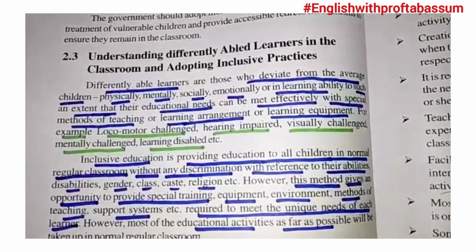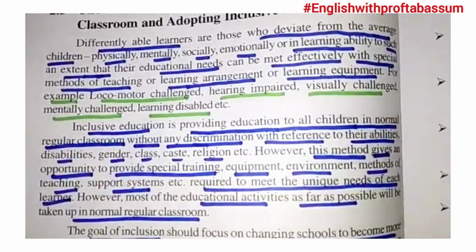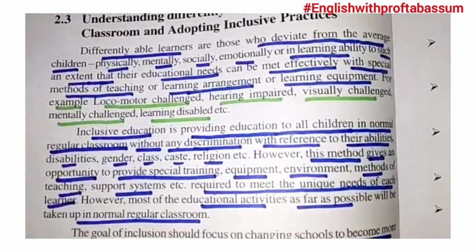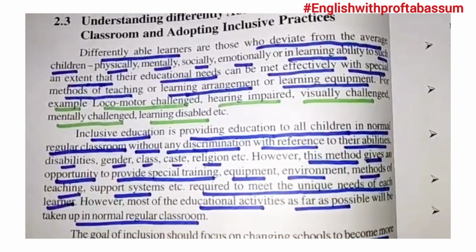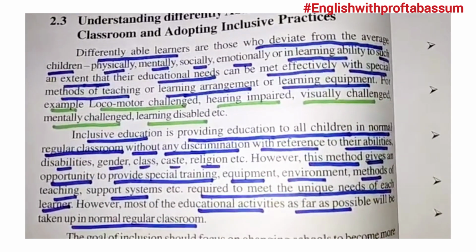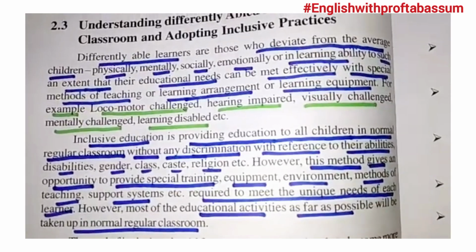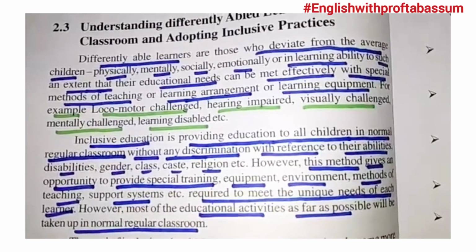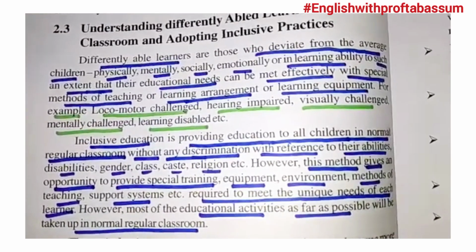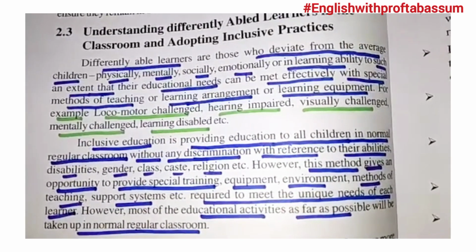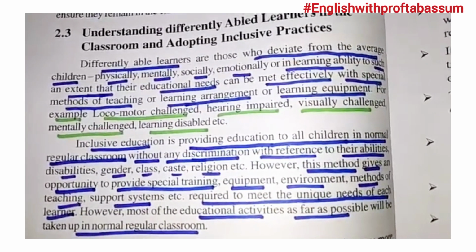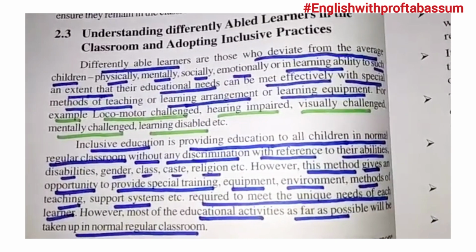Now we are going to learn about inclusive education. What is inclusive education? Inclusive education means we are providing education to all the children in a normal, regular classroom without discriminating against them about their abilities, their disabilities, their gender, their class, their caste, their religion.